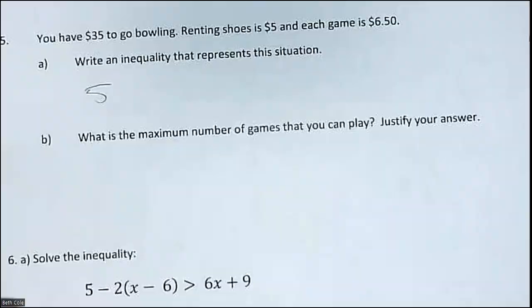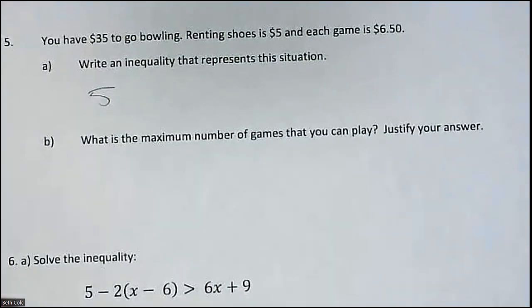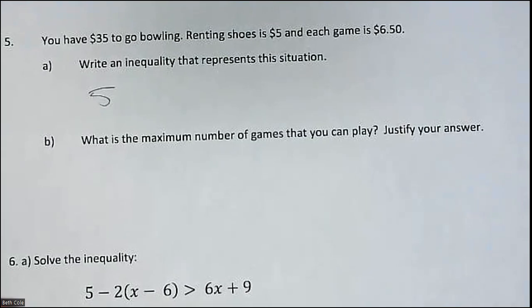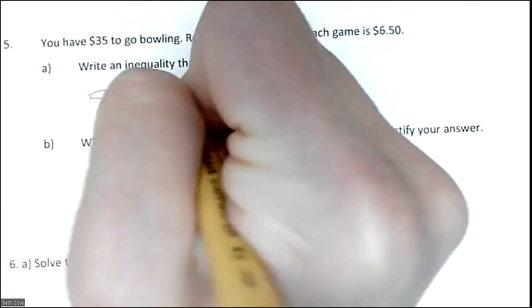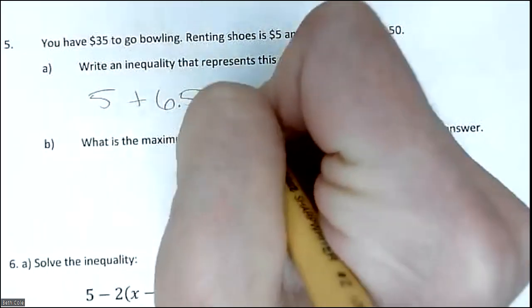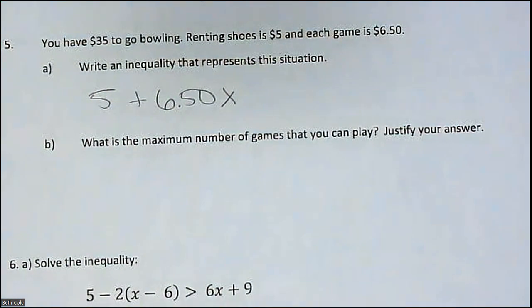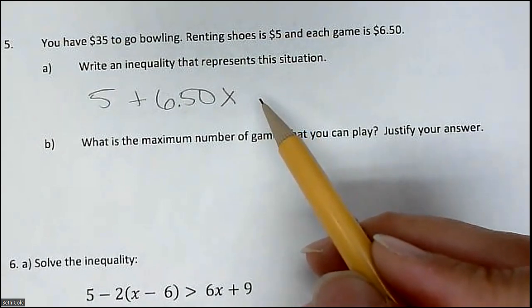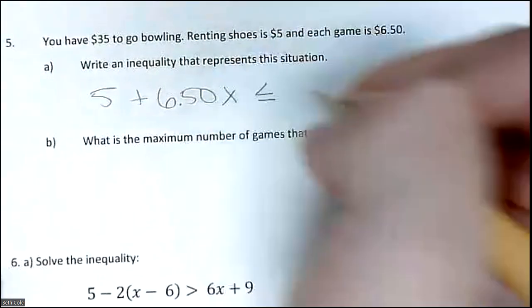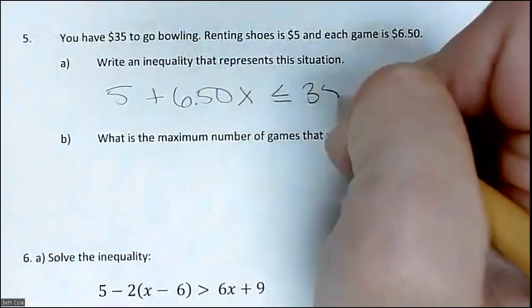Okay. So it's $5 to rent shoes. It's going to be 5. And then what? Plus 6.50x, because it's $6.50 per game. Now you only have $35. So could you spend 36 or 37 or 38? No. So what symbol is going to have to go there? Yeah, that one. Less than or equal to 35.